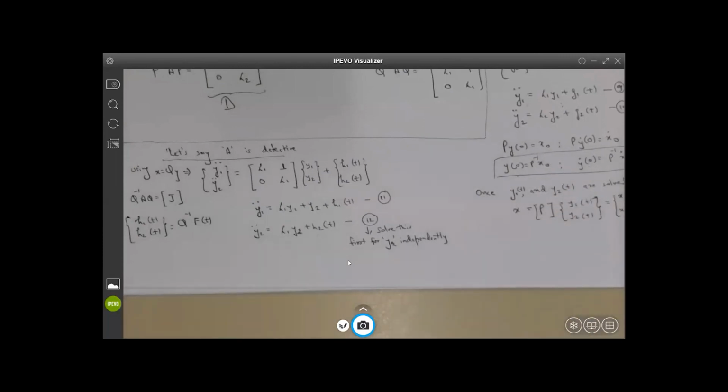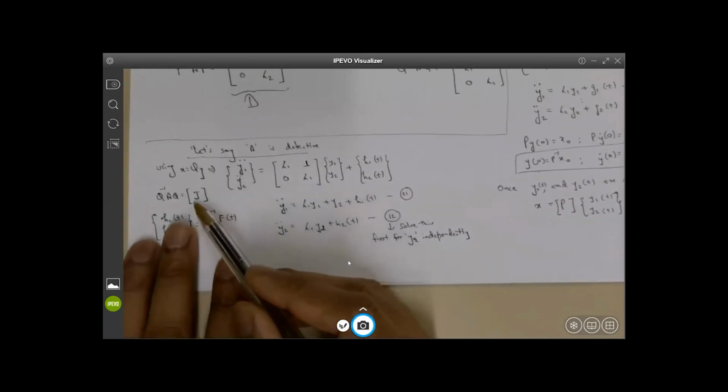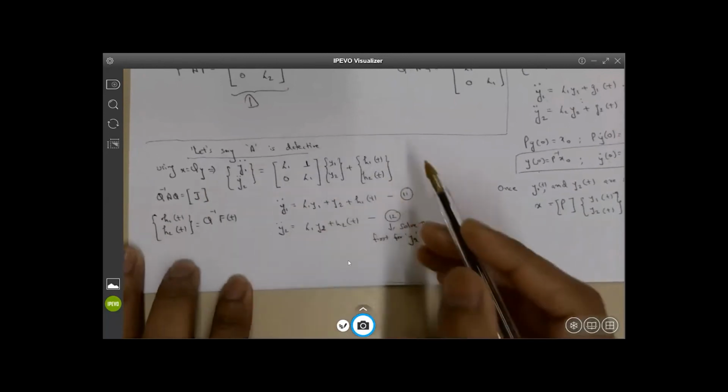Professor, on the left side, it says Q inverse times A times Q equals what? J, the Jordan matrix. Oh, okay. Yeah.